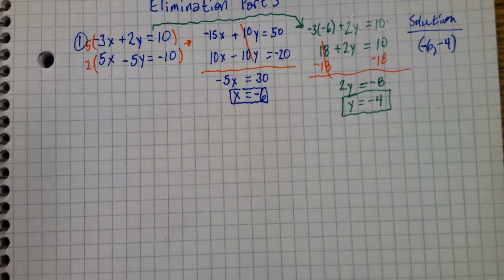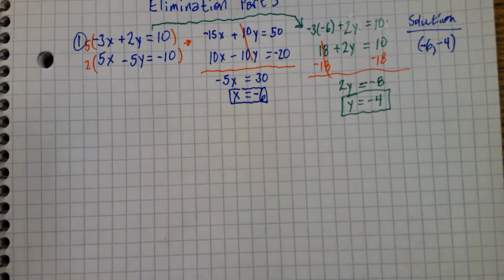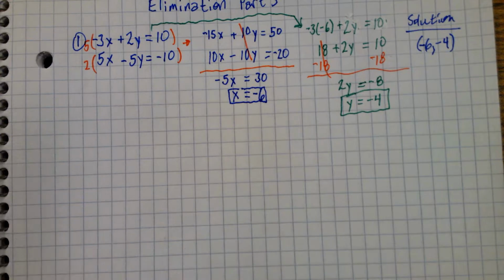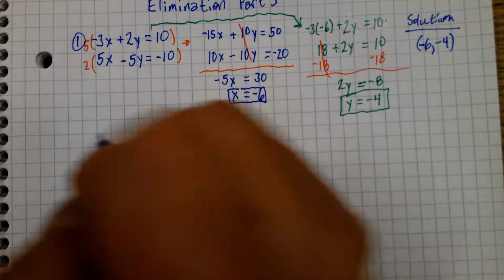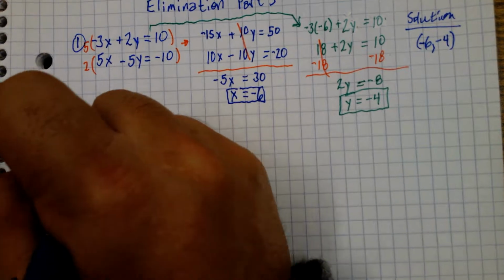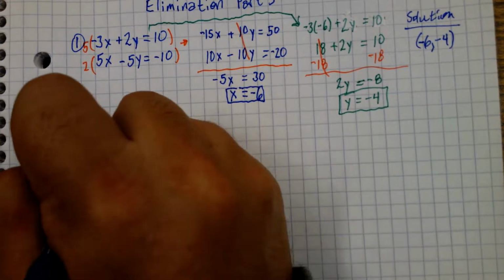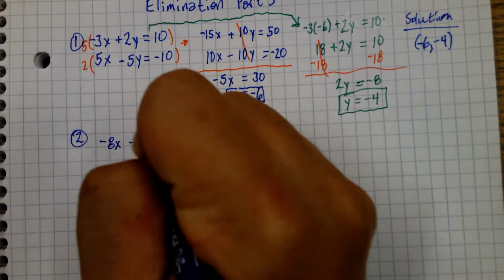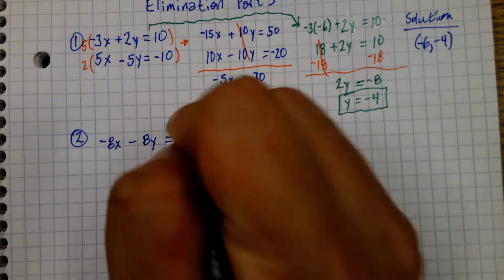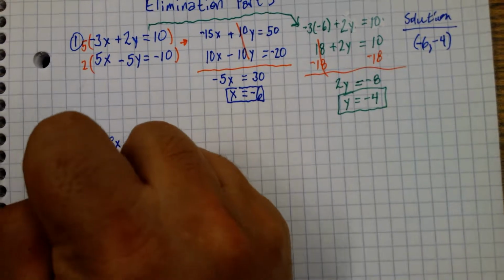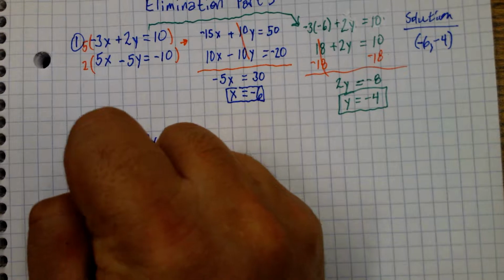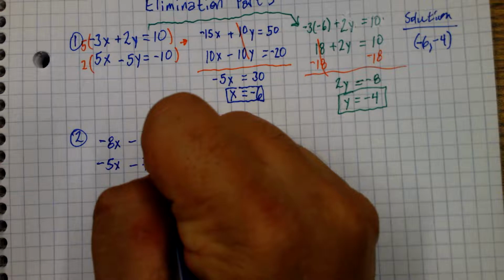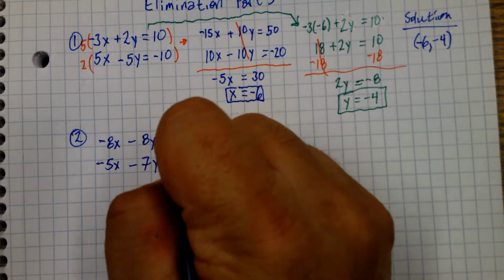How are we doing? Any questions? Okay, let's try this one. I want each table to figure out how to get rid of x and how to get rid of y, and I'll ask a random table to help me out with this. Okay, so we got -8x minus 8y equals 0. And we also have -5x minus 7y equals -12.